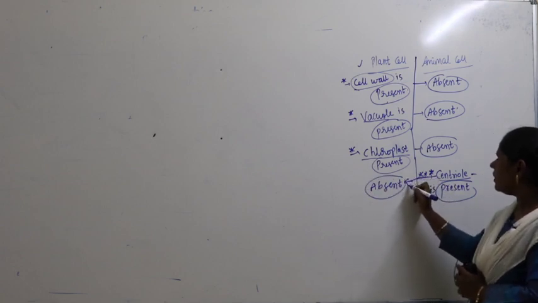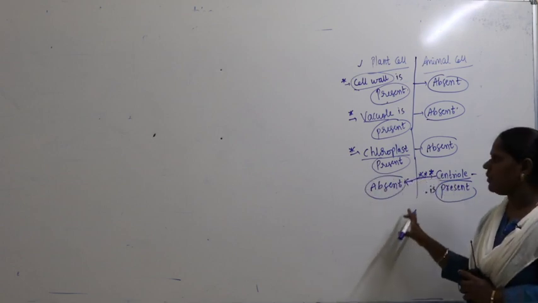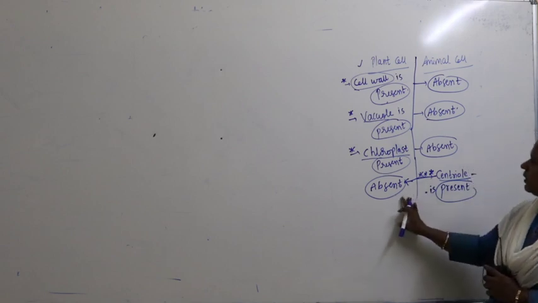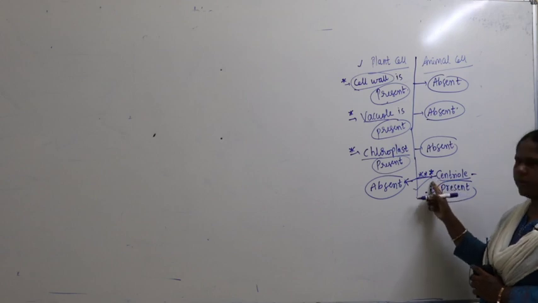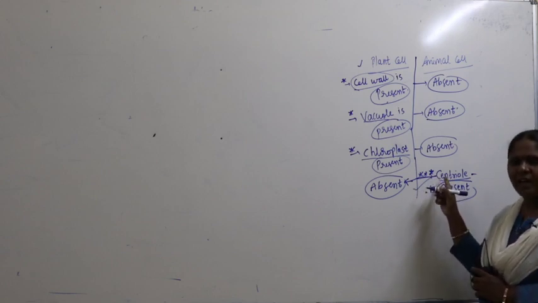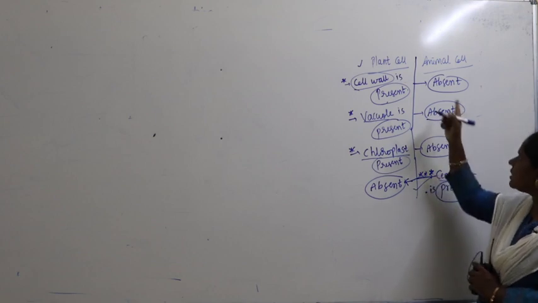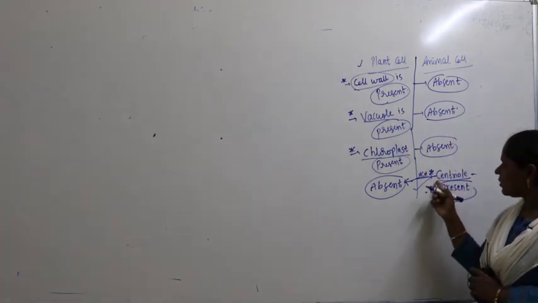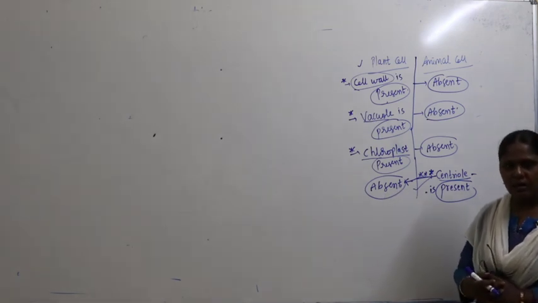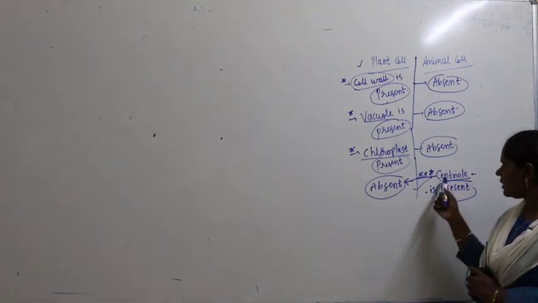This centriole is absent in case of plants. Right. So very importantly, you need to look for the last point. Centriole is a cell organelle characteristic of animals, and centrioles are totally absent in case of plant cell. Then all of you might be thinking, what are the centrioles?